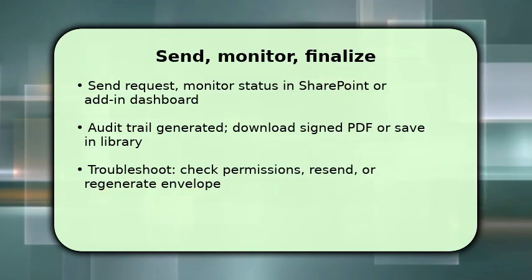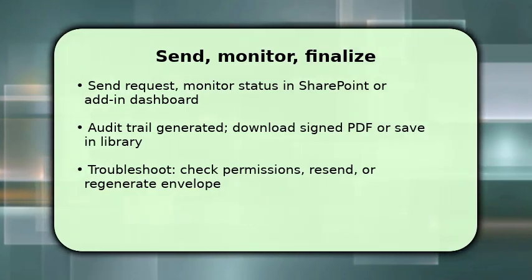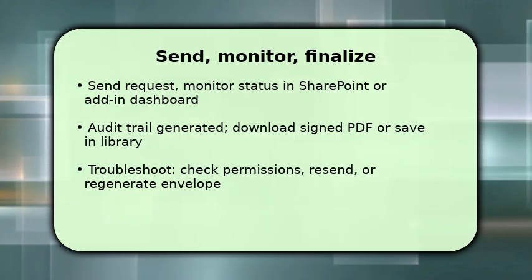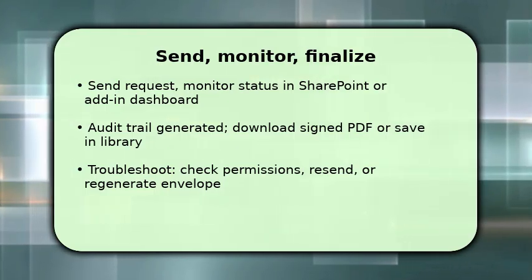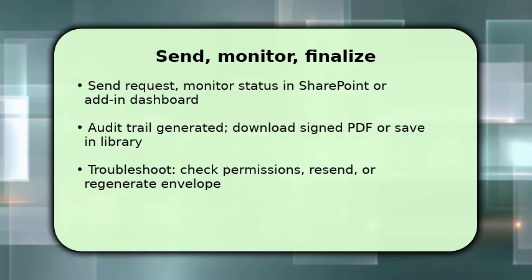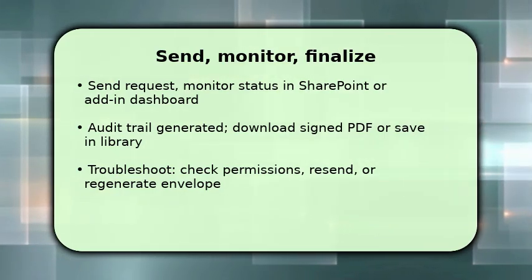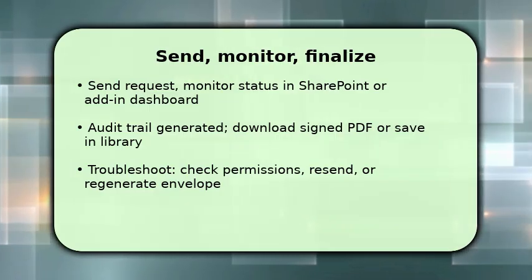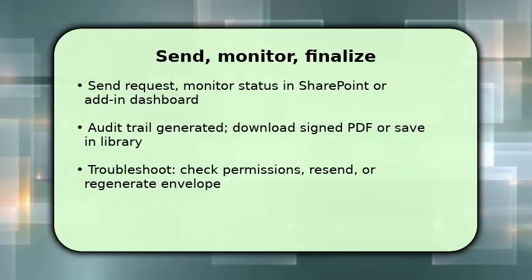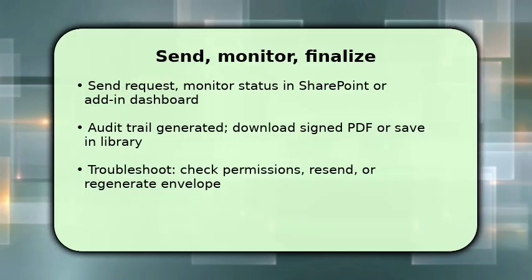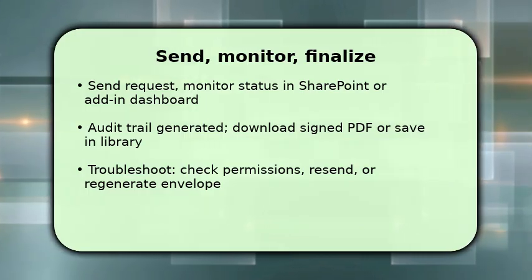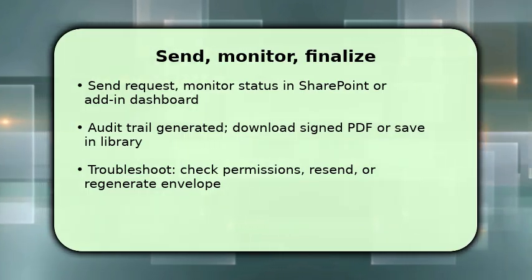Watch status changes and signer activity. Once all parties sign, download the signed PDF or let the system store it back into the library with the audit trail attached. If something goes wrong, first check permissions and signer email accuracy, then resend or regenerate the envelope. This ensures chain of custody and prevents rework, while preserving legal validity and a clear audit record.